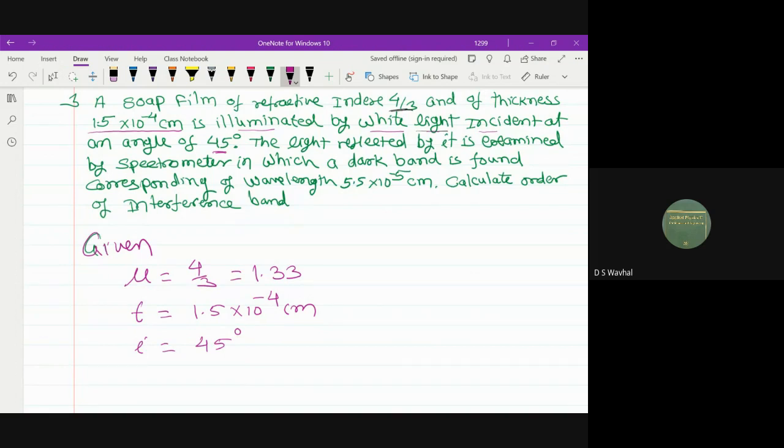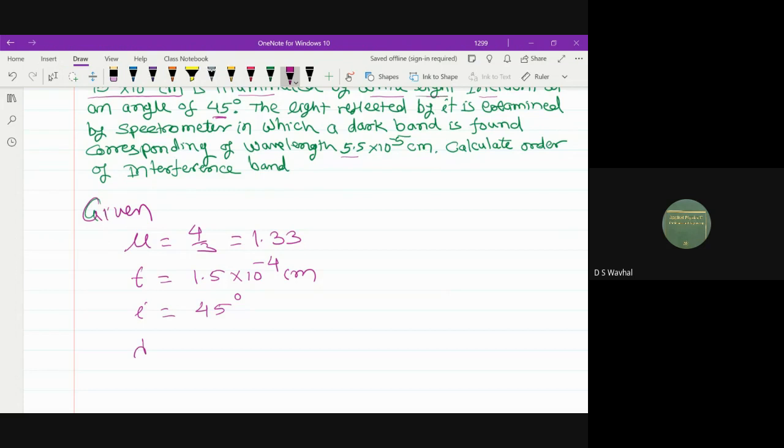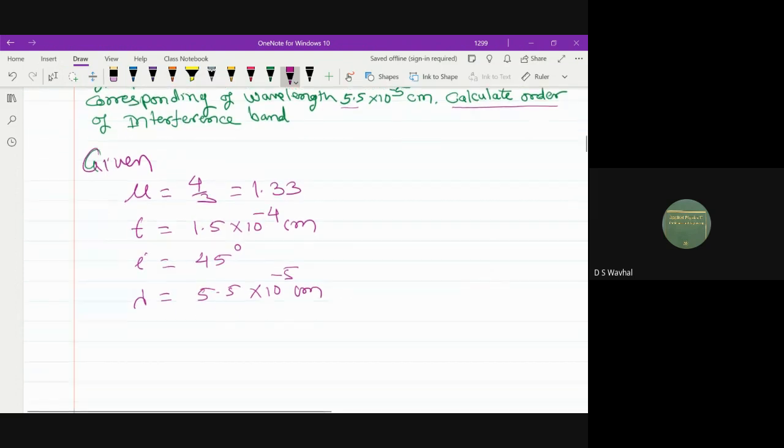Then light reflected by it is examined by a spectrometer in which a dark band is found corresponding to wavelength 5.5 into 10 to the power minus 5 centimeter. So wavelength is given, 5.5 into 10 to the power minus 5 centimeter, and it is a destructive interference in the reflected light. And what is asked is, calculate the order of interference of the band. So we have to find order n.